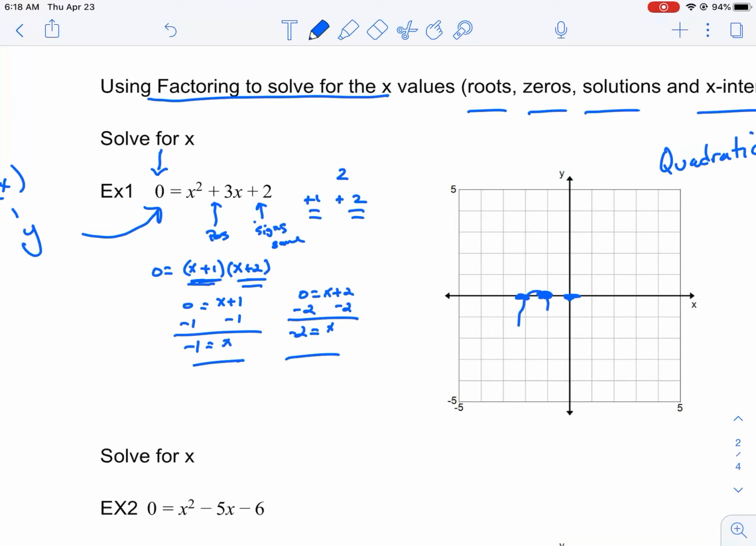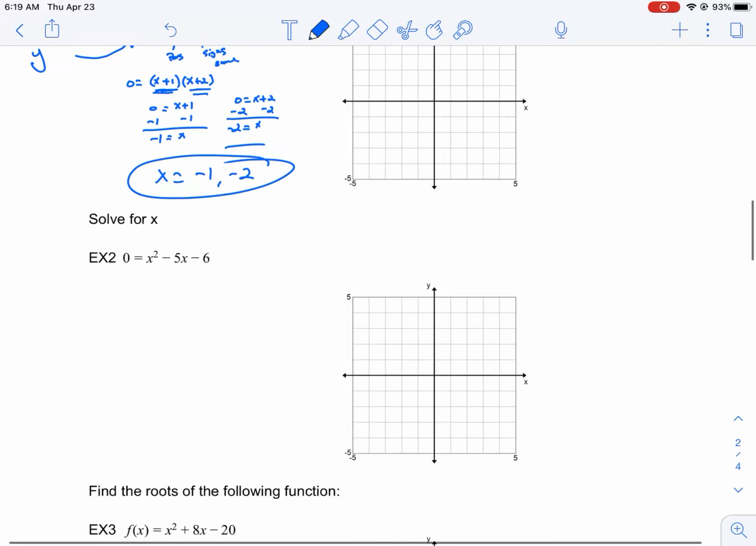Does it cross like this? We don't know. If I were to erase all that and say, here's my x-intercept, here's my x-intercept, does it cross like this? We don't know yet. We'll find out those in the future, but right now we just want to find out what the x and y value is when it equals 0, so our x's equals negative 1, negative 2. Okay? We don't have to graph, but I use that as an example to show you.